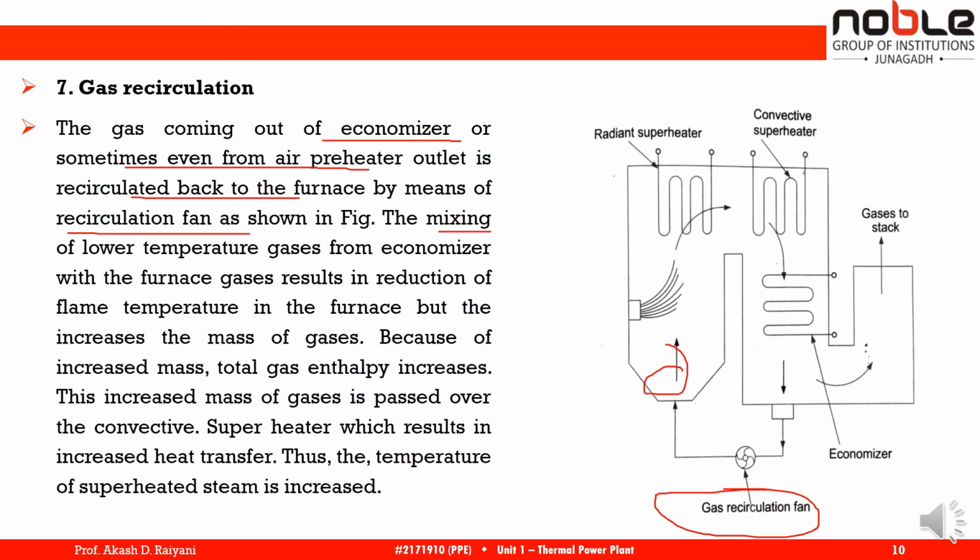Mixing the lower temperature gases from the economizer with the furnace gases results in a reduction of the flame temperature in the furnace, but an increase in the mass of the gases. Because of the increased mass, the total gas enthalpy increases. This increased mass of gases is passed over the convective superheater, which results in an increase in the heat transfer. Thus, the temperature of the superheated steam increases.